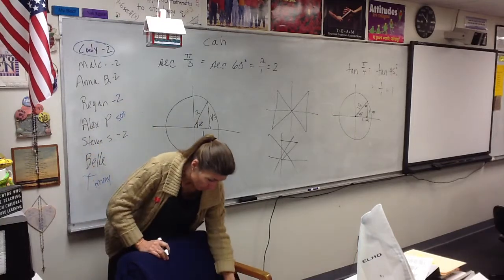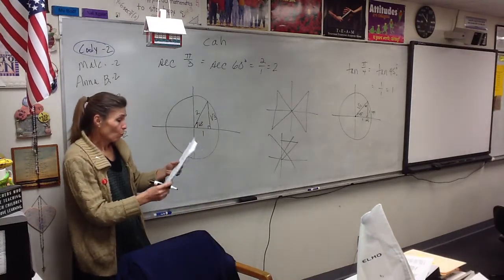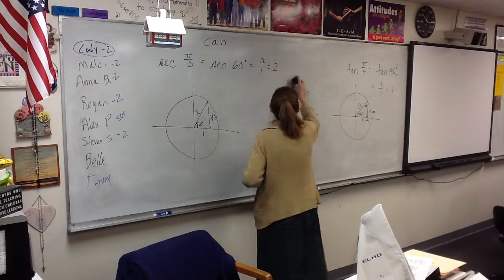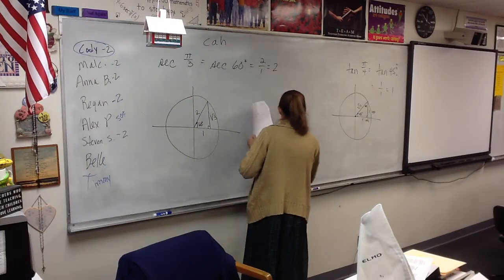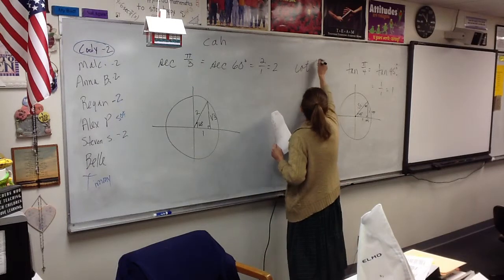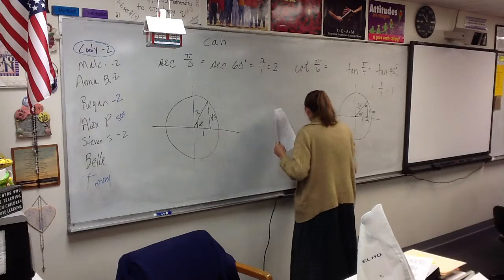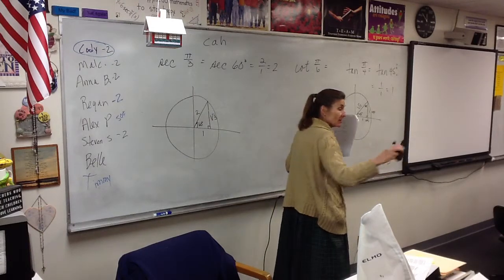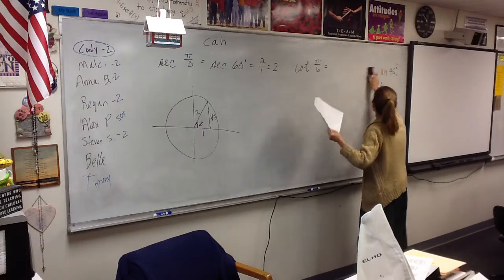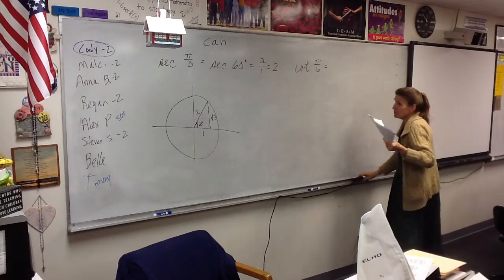Now, with a partner next to you or behind you or somewhere, would you try D, the cotangent of pi over 6? And I would love to have a volunteer or a set of volunteers to come up and put it on the board for us so we can look at it. So do I have anybody who'd be willing to do that?